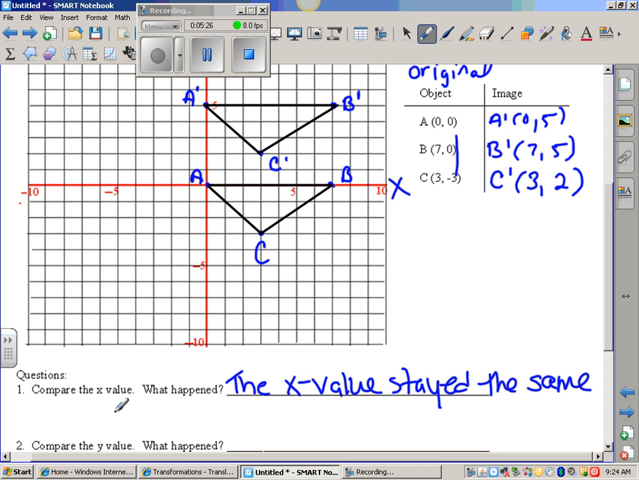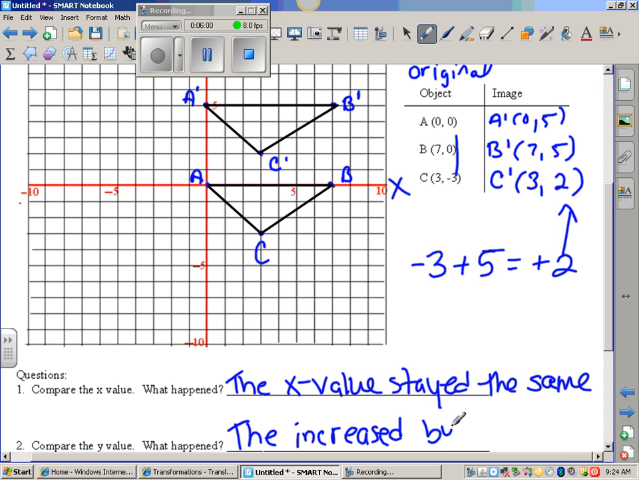Now we're going to compare the y values. We've got a y value of 0 for the A, and A prime is 5. B is 0, B prime is 5. C was -3, and now it's up at +2. If we do a little scratch work, -3 plus 5, again, we went up 5, up in math is adding, we get the positives win by 2. And that's exactly what your y value was for that coordinate. So comparing your y values, what happened? They all increased by 5. And they increased by 5 because we went up the y-axis 5 units.